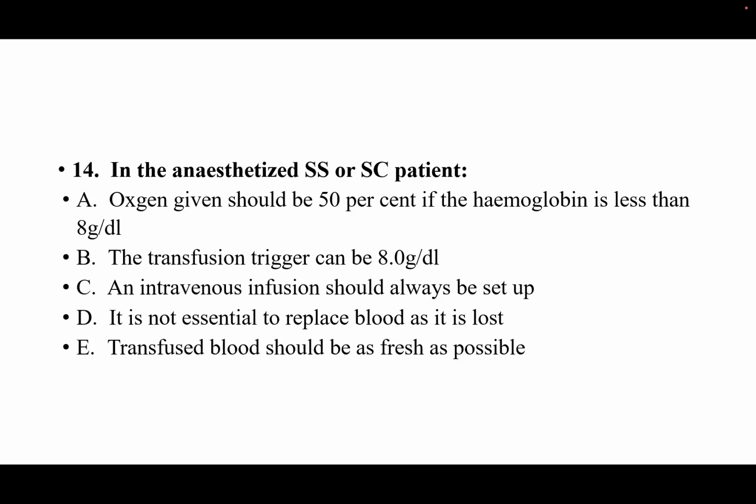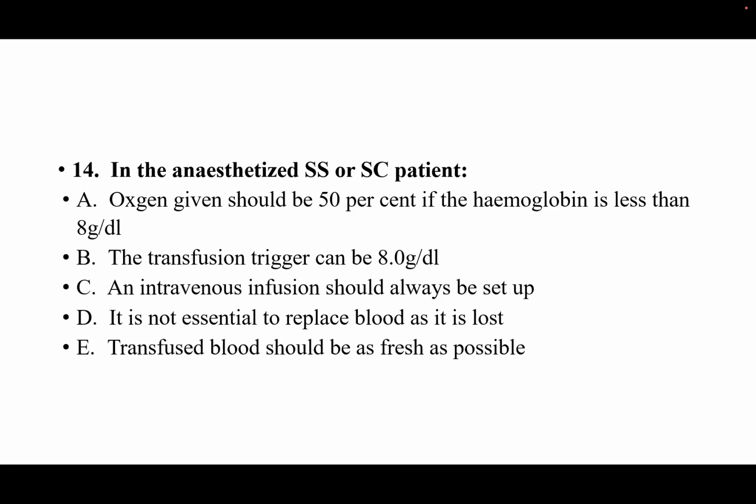In anesthetized SS or SC patients: A, oxygen given should be 50% if the hemoglobin is less than 8 grams per deciliter. B, the transfusion trigger can be 8.0 grams per deciliter. C, an intravenous infusion should always be set up. D, it is not essential to replace blood as it is lost. E, transfused blood should be as fresh as possible. That is good. So, what is our answer?